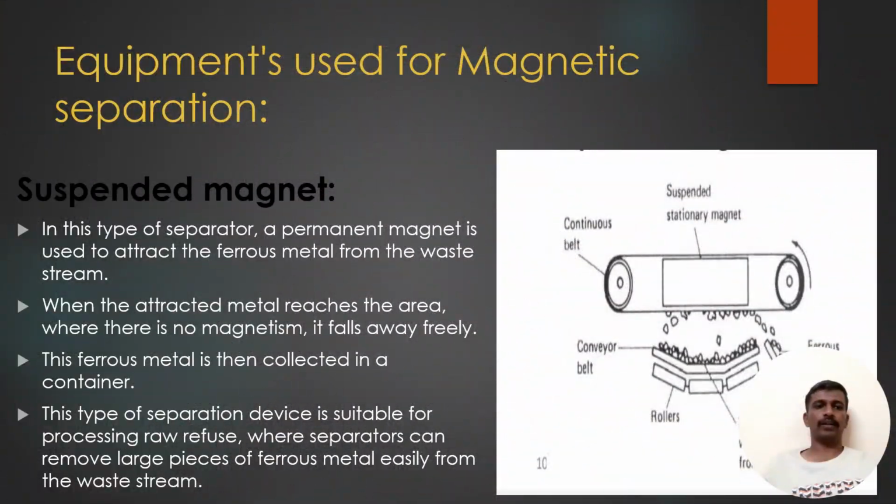Equipment used for magnetic separation. Suspended magnet. In this type of separator, a permanent magnet is used to attract the ferrous material from the waste stream. When the attracted material reaches the area where there is no magnetism, it falls away freely. This ferrous material is then collected in a container suitable for processing or for use as fuel. The separator can remove large pieces of ferrous material easily from the waste stream.